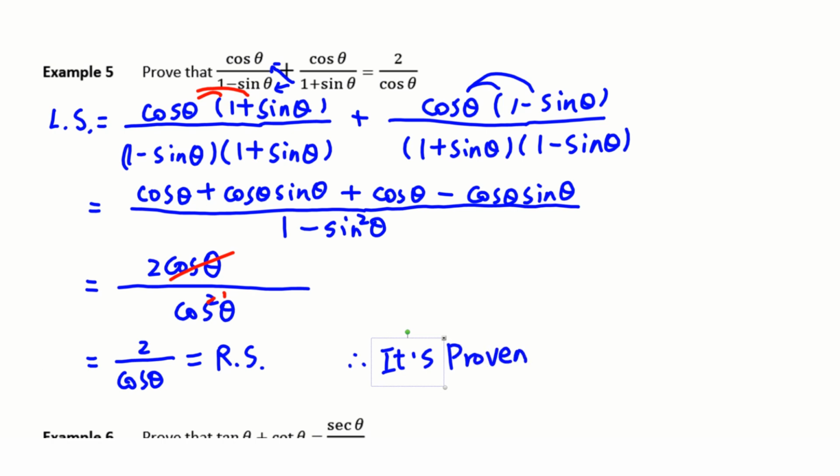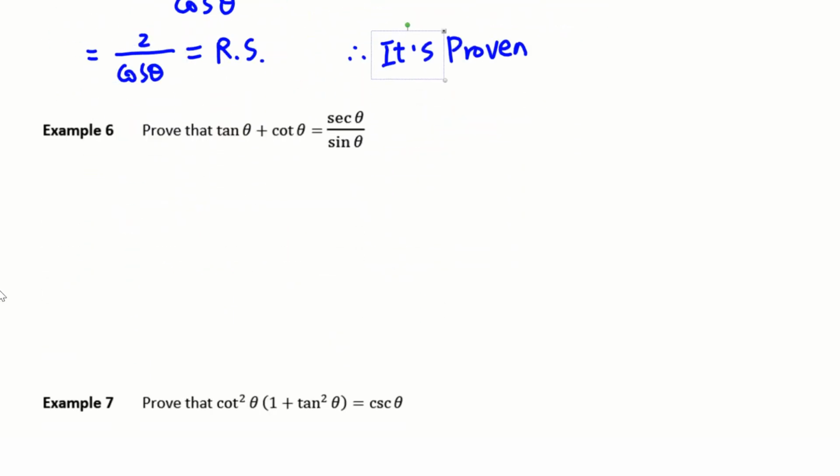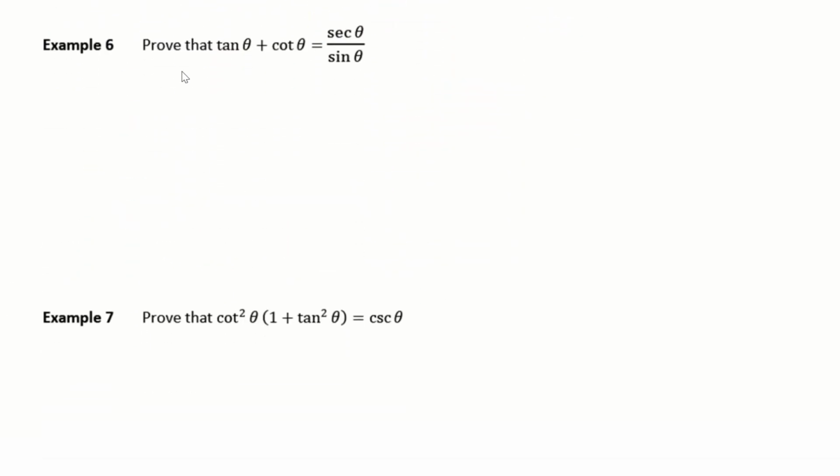Then we are going to see the next one. Example 5, you could pause and prove it. Try it by yourself first. So this one, they have adding, so we want to start from both sides. Both sides look not so easy.